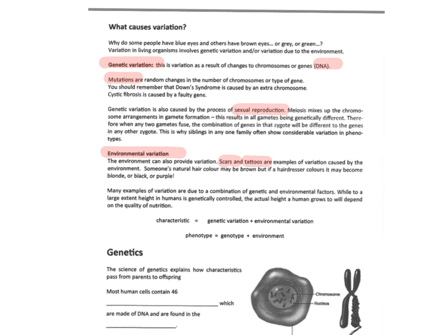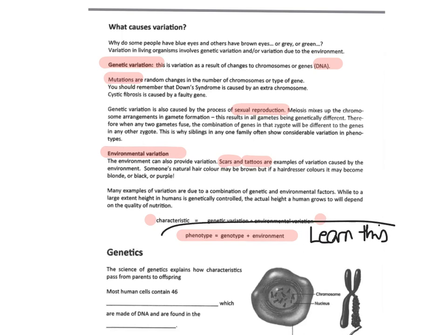Down here, this bit here, this is what we ended up with. Phenotype, which is your characteristic, is a result of the interaction between your genotype and your environment. And I would write learn this beside it, because that's really important.